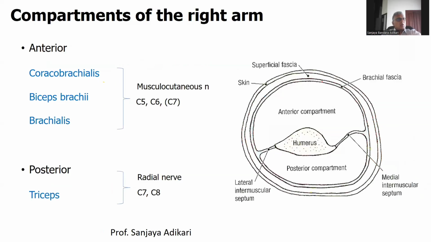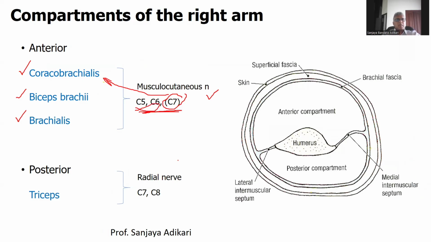Okay, few things about the compartments. This is a very straightforward, simple thing. You know this so many times, but I will just go through it. Now, the anterior compartment of the arm has three muscles: small coracobrachialis muscle, biceps brachii, and brachialis muscles. The nerve is musculocutaneous nerve coming from the lateral cord of brachial plexus. The musculocutaneous nerve brings C5, 6, 7. I told you at the beginning, 7 usually goes into the coracobrachialis muscle. Okay, 5, 6 into the other two muscles.